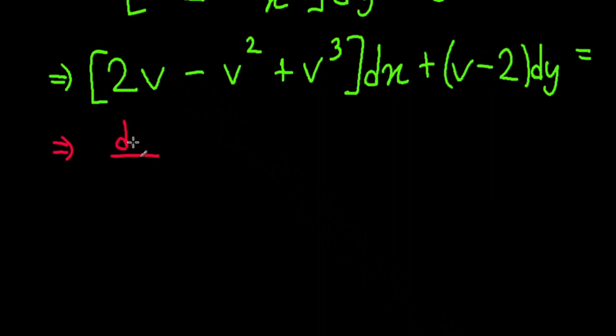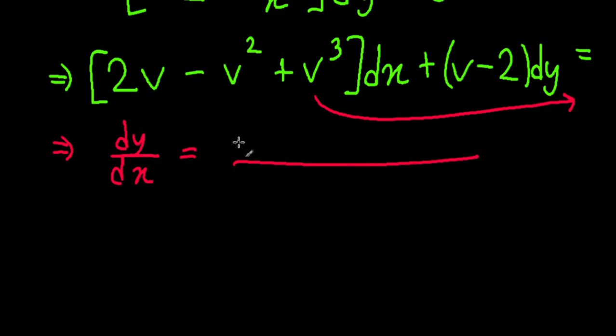So if you bring dx to that side and divide, what you're going to get is dy by dx. I'm just going to do some algebra quickly. I'm taking it to that side, so it's basically negated, and then I'm going to divide by dx and by v minus 2. So basically what we're going to have is negative v cubed plus v squared minus 2v, and this is divided by v minus 2. So this is what you're going to get.